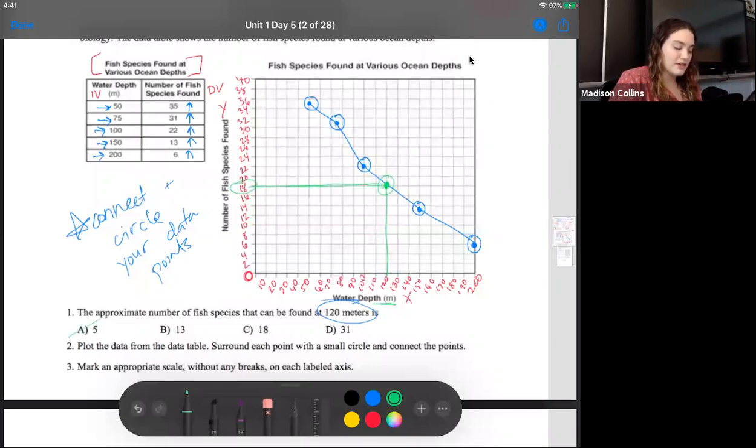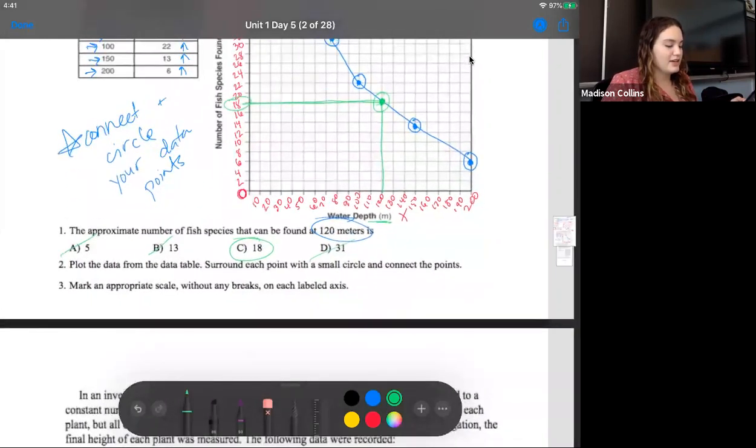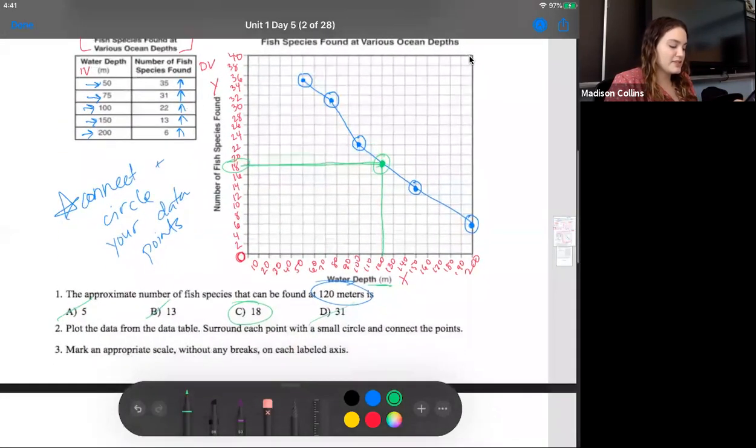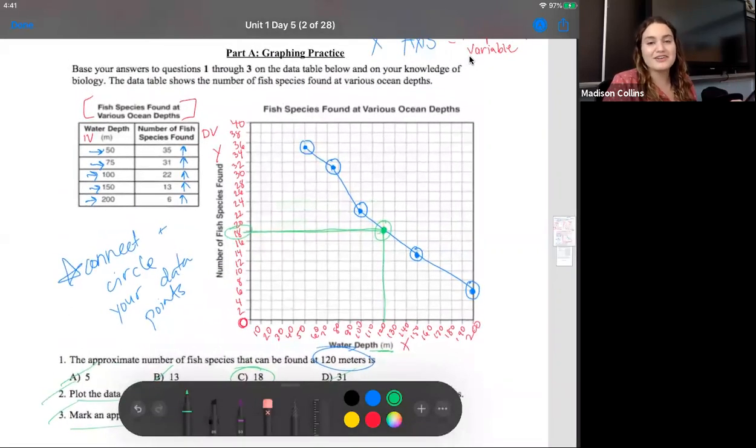So luckily enough, answer choice C says 18 species of fish. So your answer there is C. And we've already completed steps 2 and 3 by plotting the data, marking an appropriate scale, and connecting the points. All right, so you're officially done with part A, graphing practice.